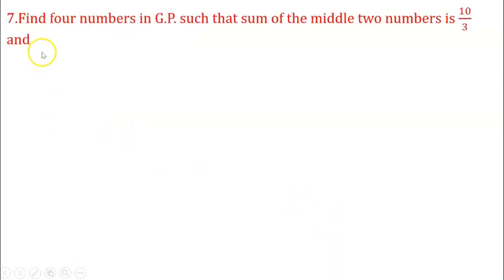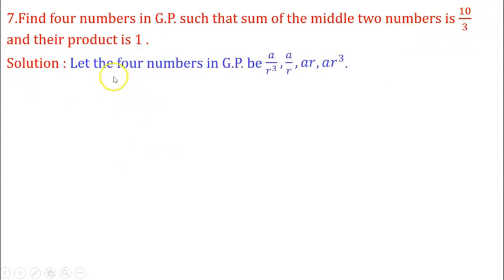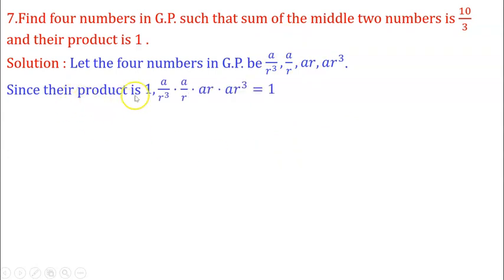Now, question number 7. Find 4 numbers in GP such that the sum of the middle two terms is 10 by 3 and their product is 1. Let the 4 numbers in GP be a/r^3, a/r, ar, ar^3. Since their product is 1, that is a/r^3 into a/r into ar into ar^3 is equal to 1.